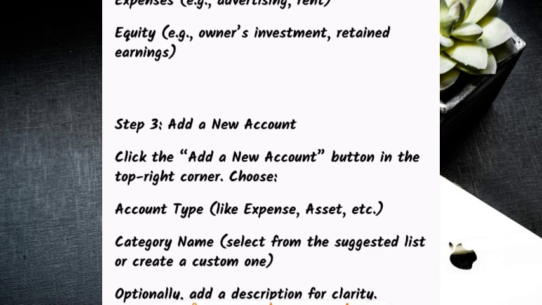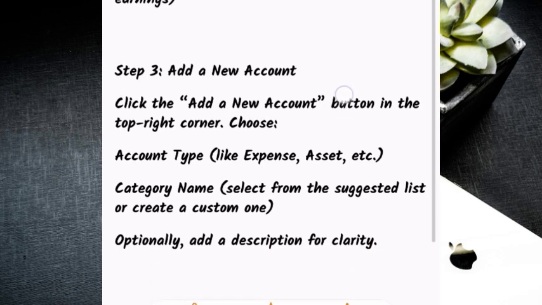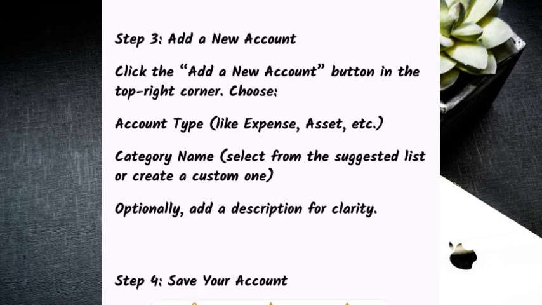Step 3, add a new account. Click the add a new account button that's in the top right corner, and then you can choose account type, category, name, and optionally you can add a description for clarity.